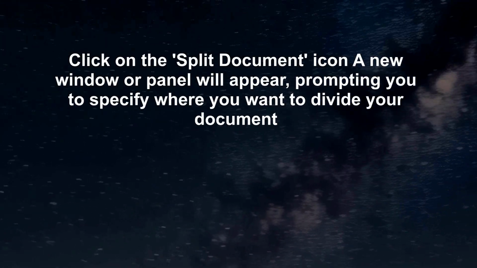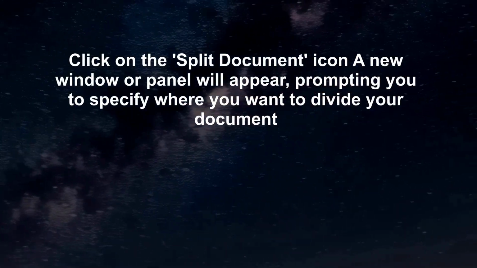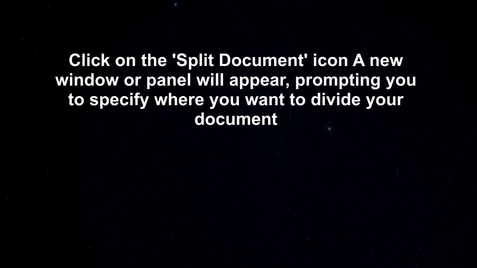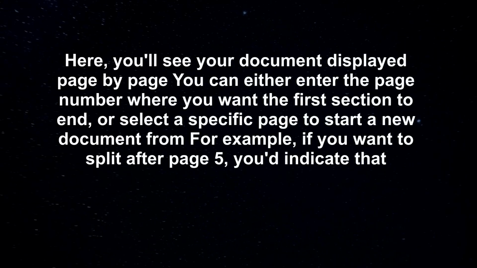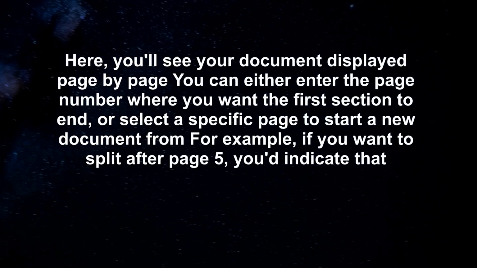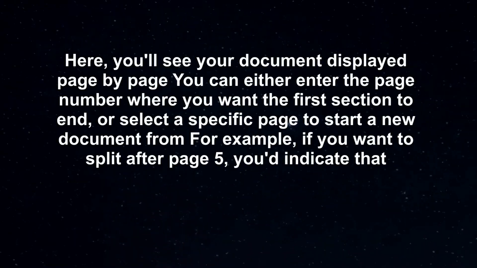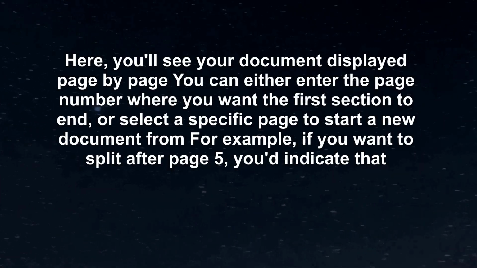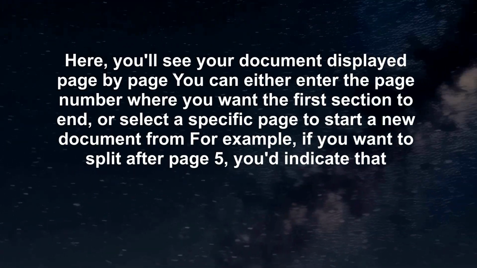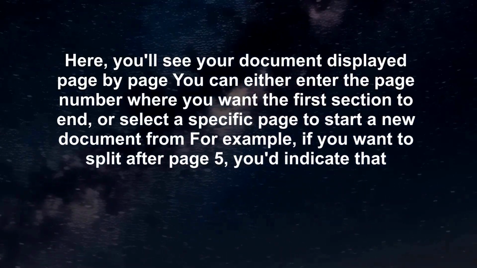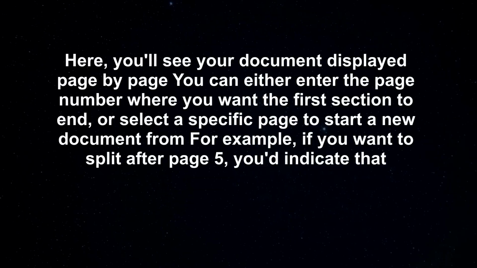A new window or panel will appear, prompting you to specify where you want to divide your document. Here, you'll see your document displayed page by page. You can either enter the page number where you want the first section to end, or select a specific page to start a new document from. For example, if you want a split after page 5, you'd indicate that.